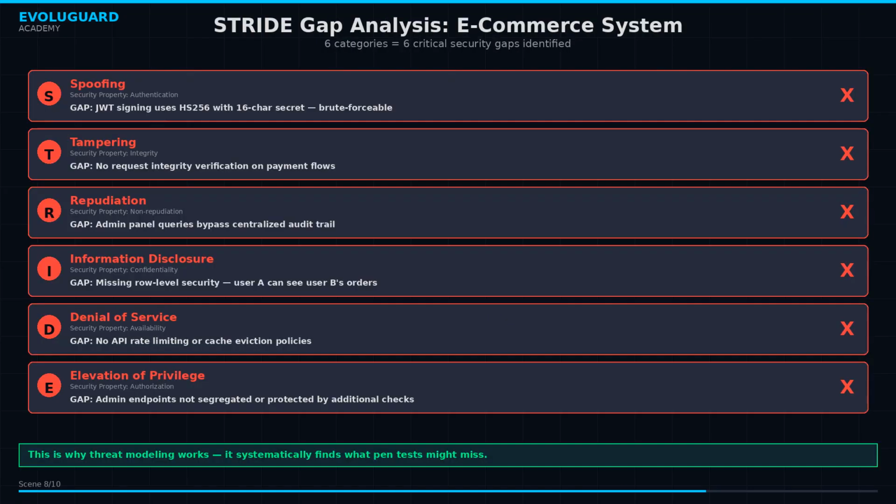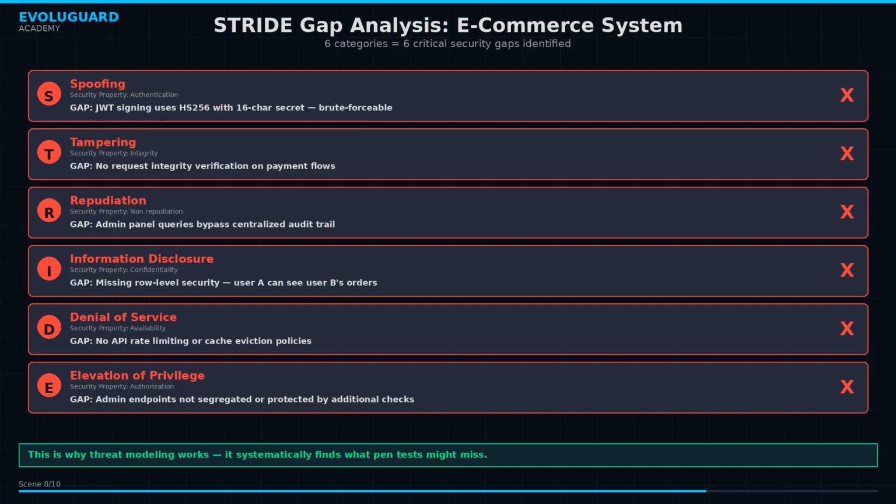Now let's STRIDE through every component and find the security gaps. Spoofing. Can someone forge a valid JWT token? If the signing secret is weak or leaked, yes. Gap identified. The JWT signing uses HS256 with a short 16-character secret. This is brute forcible. Tampering. Can a payment amount be modified in transit? Without request signing or integrity verification, an attacker can intercept a $100 payment request and change it to $1. Gap identified. No request integrity verification on payment flows.